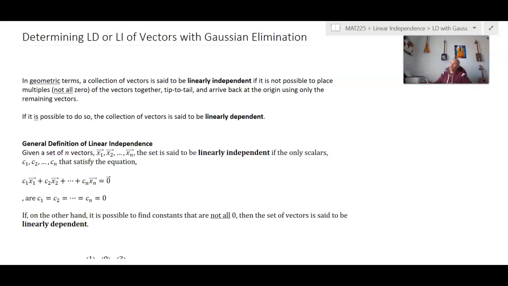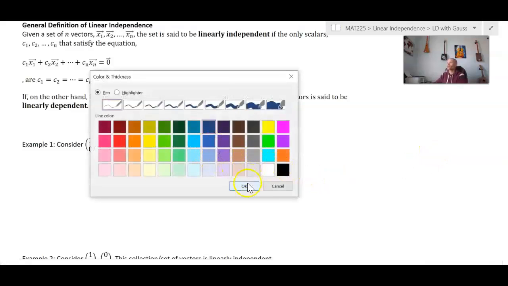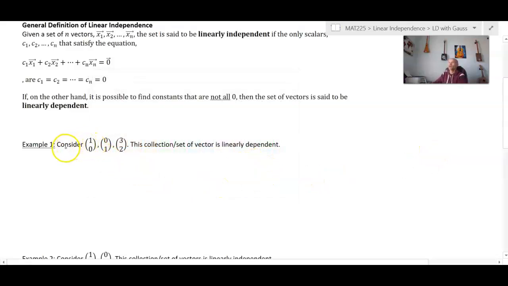So what this amounts to is solving this system of equations, and we can determine linear independence without having to use our intuition, especially where it's not possible to do so. So this set we've already looked at in one of our earlier videos in this lesson. Consider these three vectors.